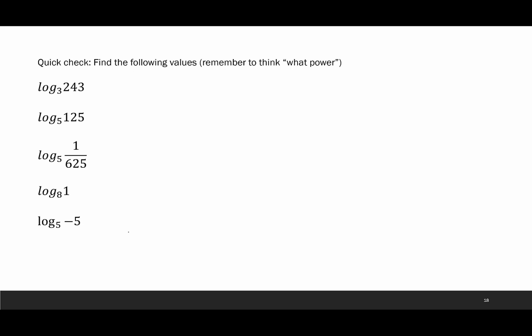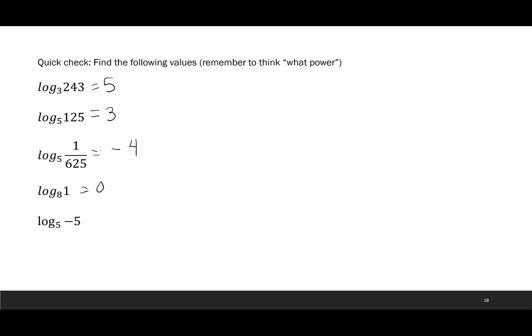The log base 3 of 243, again, you start pushing buttons on your calculator. You know 3 squared is 9, 3 cubed is 27. You could try 3 to the 4th, it gives you 81. But if I do 3 to the 5th, you should see 243, so this is a 5. Log base 5 of 125, again, start pushing some buttons. You should get that that's 3. And then here I have a fraction. So that fraction tells me I'm going to have a negative answer. If I try 5 to the 4th, I get 625, so that tells me this is negative 4. Log base 8 of 1, this is going to be 0.